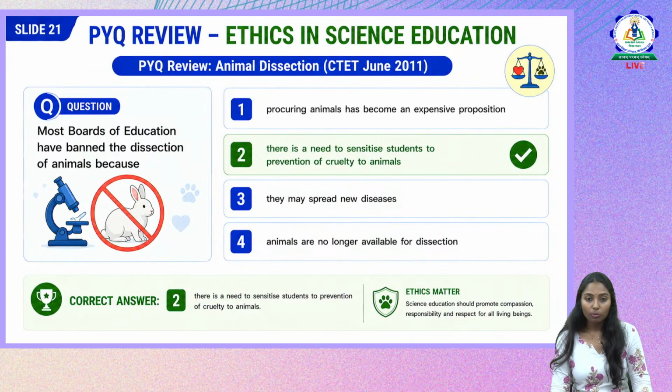There is one more thing in the teaching methods of science, that is ethics, that we have to follow. Most boards of education have banned the dissection of animals because there is a need to sensitize students to the prevention of cruelty to animals. So this is a correct option. As you know, most things are banned now. There is no dissection of animals or any organisms to be done in the classroom.